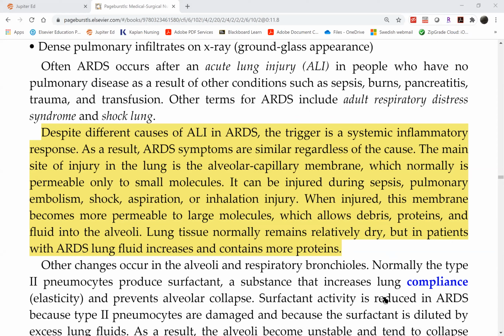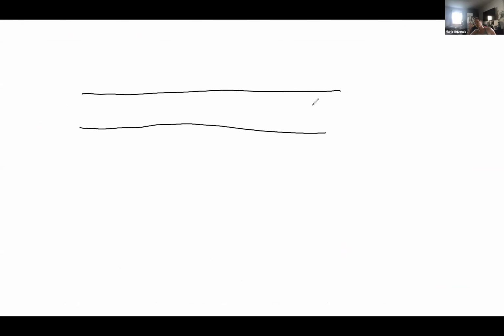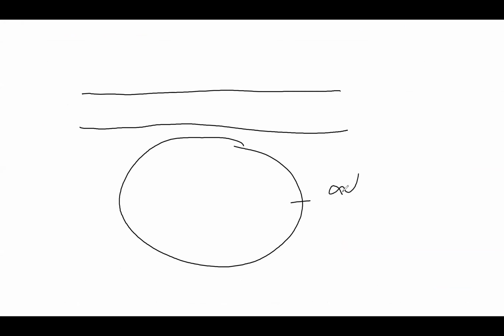So imagine this is a blood vessel. This is a capillary. And this is an air sac. This is one alveolus. And this capillary wraps each of these 30 to 50 million of our alveoli.